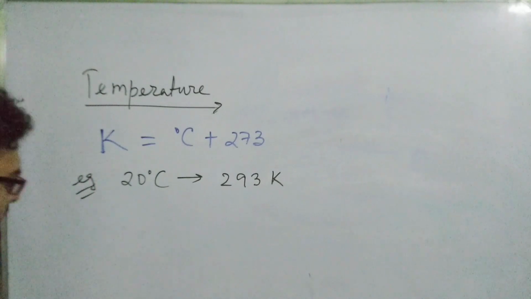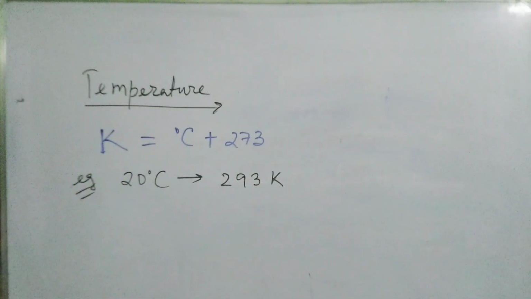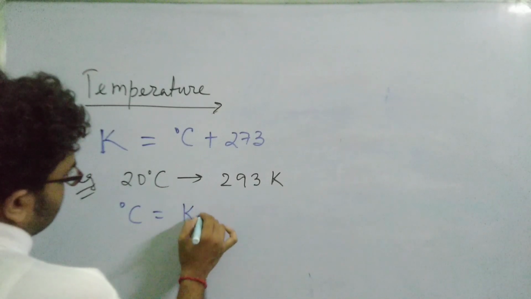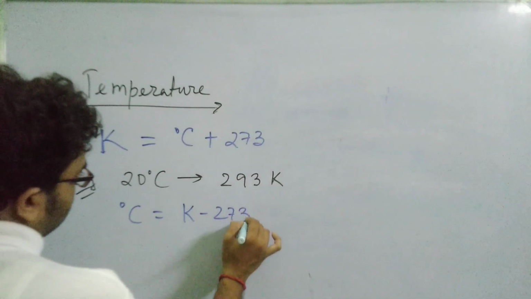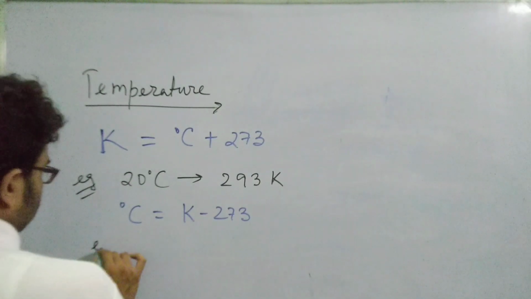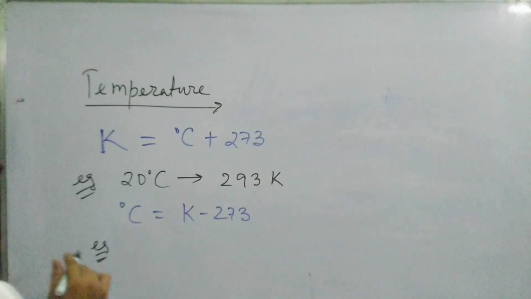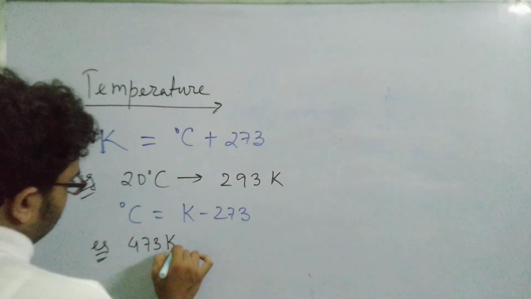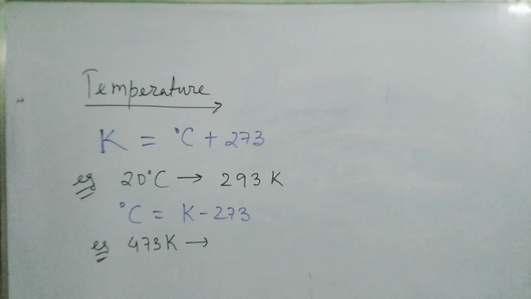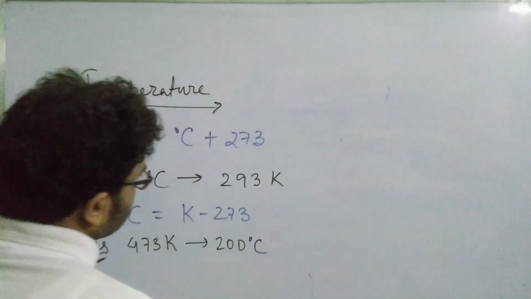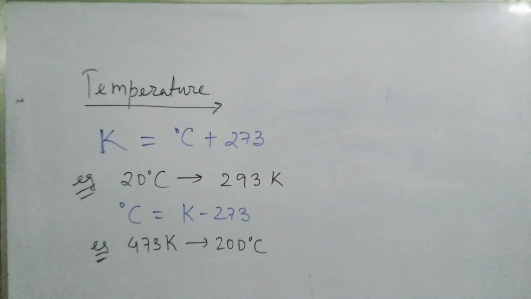And if I have a temperature in the Kelvin scale and convert to degrees centigrade, then degrees centigrade equals temperature in Kelvin minus 273. Take another example, say we have a temperature of 473 Kelvin. When converted to degrees Celsius, it's minus 273, so 200 degrees Celsius. This is how we can convert the temperature in the Kelvin scale to the centigrade scale.